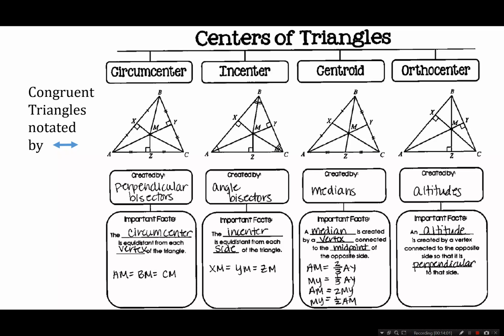So the circumcenter, again, splits the sides, and is congruent to the angles. We also talked about how the triangles on each side have to be congruent to each other. They're just mirror images on that perpendicular bisector. So again, these triangles have to be congruent on the circumcenter. The incenter splits the angles and is congruent to the sides. The triangles on each angle are congruent to each other. The centroid has no congruent triangles. And the orthocenter also has no congruent triangles.